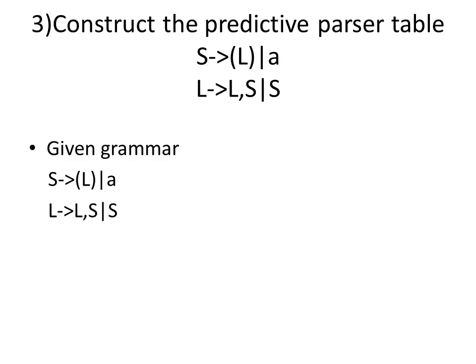The question is to construct a predictive parser table for the given grammar. The grammar is S tends to open bracket L close bracket or S tends to a, and L tends to L comma S or L tends to S. For the given grammar, since we have left recursion in the form of L tends to L comma S, we will have to remove the left recursion before we can create the LL1 parser table.